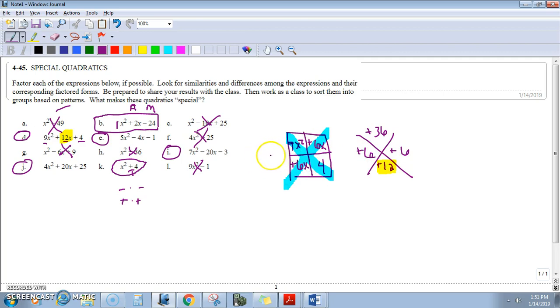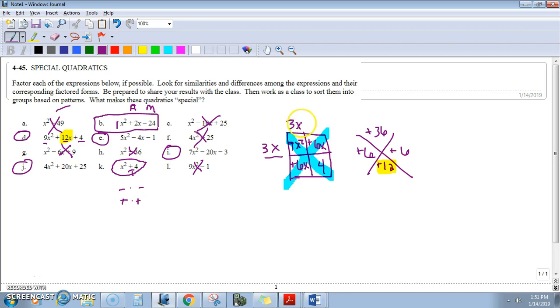Then I need to factor out the sides. Up top, 6 and 9, the greatest common factor is a 3, and they both have an x, so this is going to be 3x times 3x.